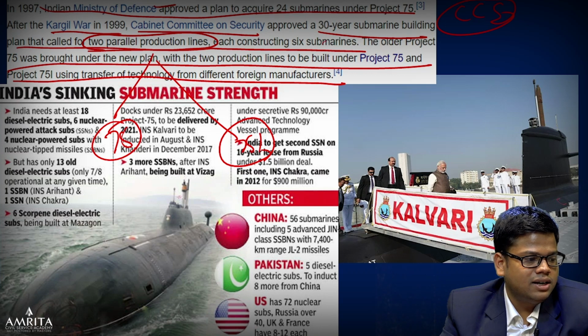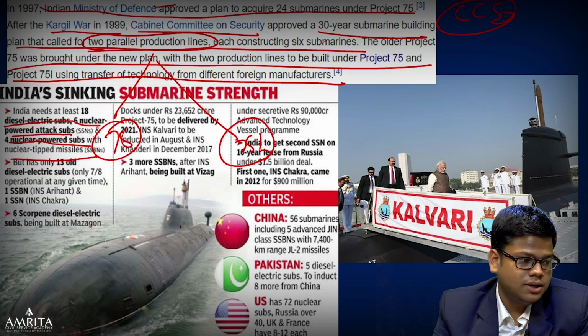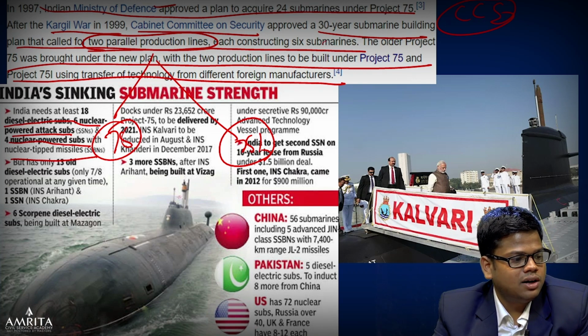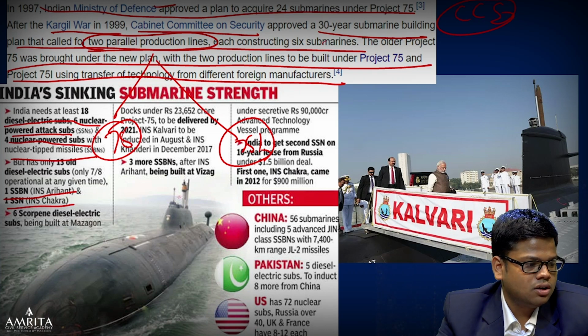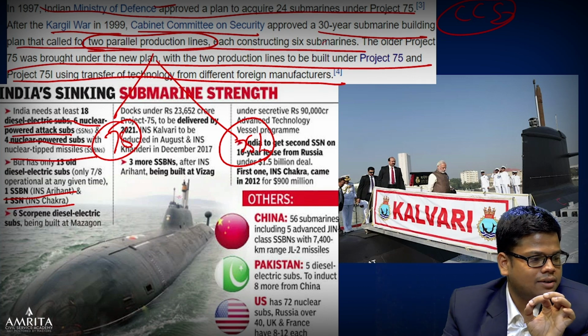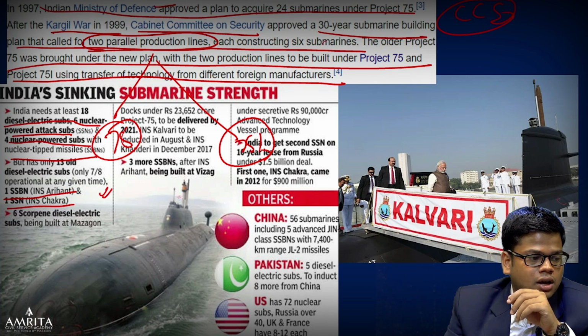So, India needs 18 diesel electric submarines, 6 nuclear submarines, and 4 nuclear powered submarines with nuclear tipped missiles, on which the missiles can be kept on the submarines. Okay. India has only 13 old diesel electric submarines and INS Arihant and INS Chakra. Okay. So, INS Chakra is an SSN, that is a nuclear powered attack submarine, not with the missile. With the missile we have Arihant, right? And we require 4 submarines with the missile.